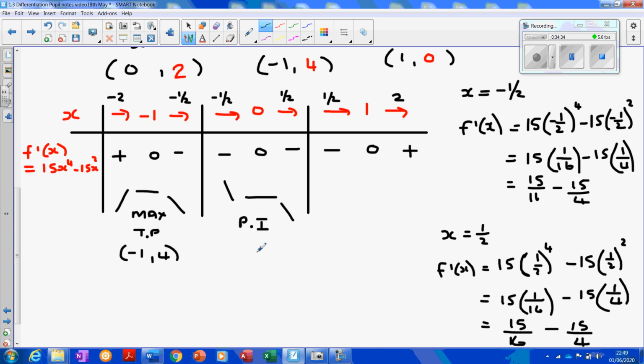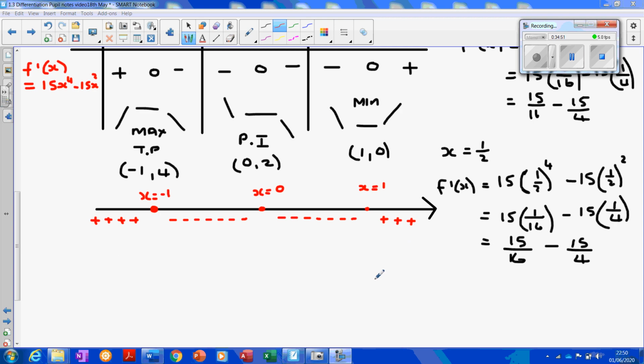So we've got a point of inflection, and I'll abbreviate it to a PI. And that point of inflection was at the point 0, 2. And this one here, it's negative, so it's going downhill, across, and uphill. So we've got a minimum turning point, and the minimum turning point here is at the point 1, 0.